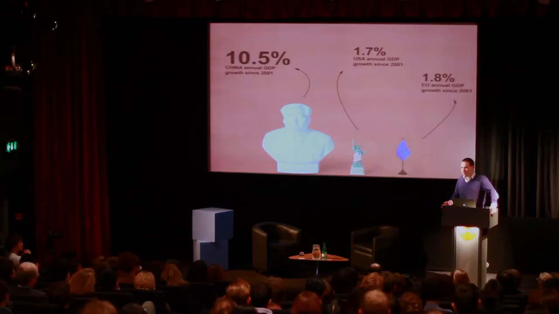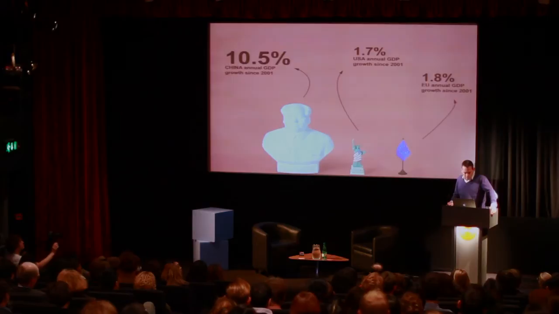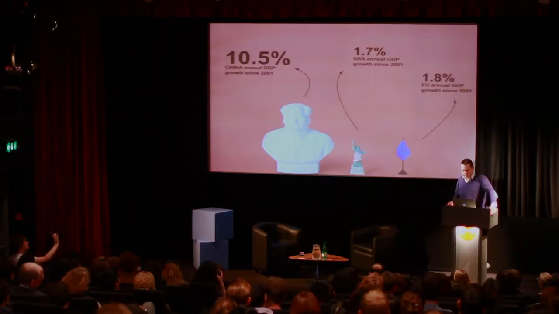Because a city is nothing without a hinterland, and is nothing without the support of what is around it. It is, of course, also very clearly related to the GDP development of each part of the world. This is an average over the last 10 years: 10.5% annual GDP growth for China, and the US just 1.7, and the EU 1.8. So very moderate development versus very fast development.